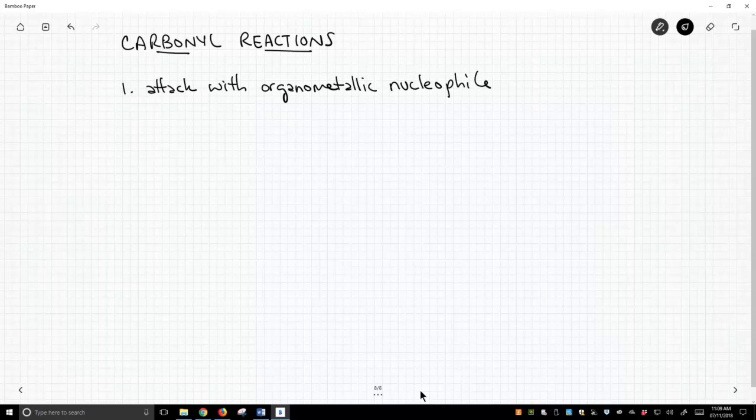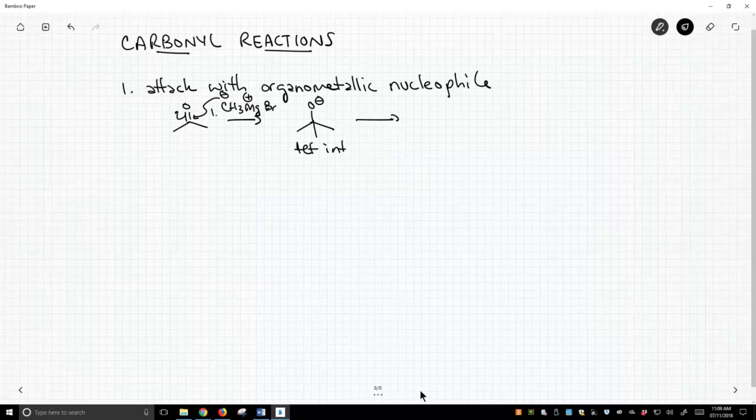So here we simply attack the carbonyl. Just draw something generic. Acetone, and we'll treat it with methyl magnesium bromide. This is going to attack. There's our new methyl group. We form a tetrahedral intermediate.